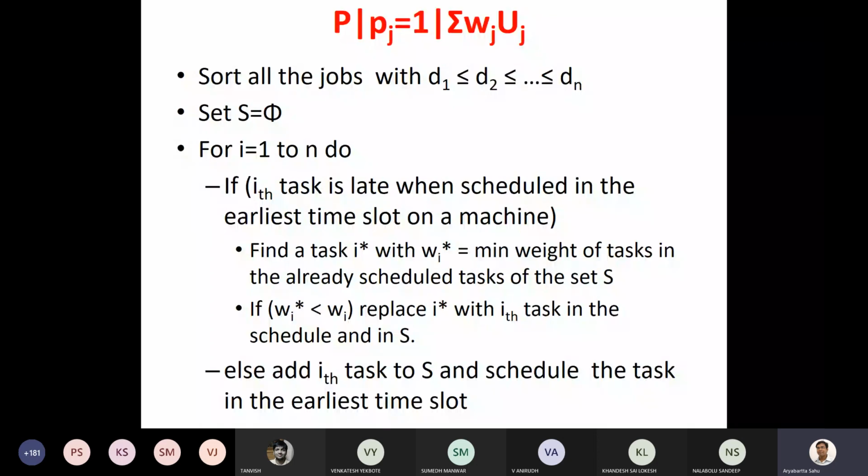Then initially this is the set. What is the set? It says what the accepted tasks are. So this is the accepted task set. Out of n tasks, which tasks are accepted to schedule? Means they meet the deadline. Okay.